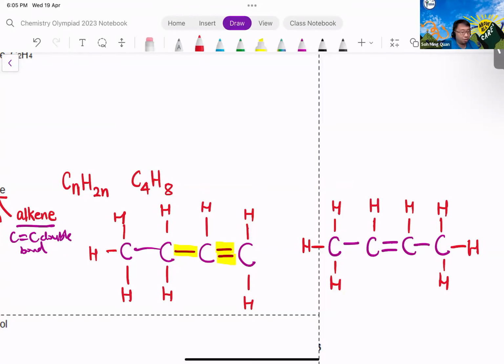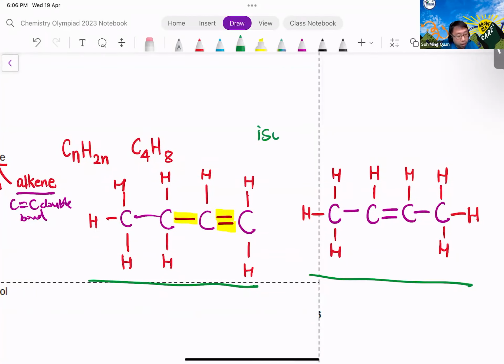But do you think the one on the left and the one on the right are the exact same molecule? I think the answer is obvious, right? Having the double bond at the side versus having the double bond in the middle. It's not the same. It's not the same. All right. So these are called isomers. They are isomers of butene.